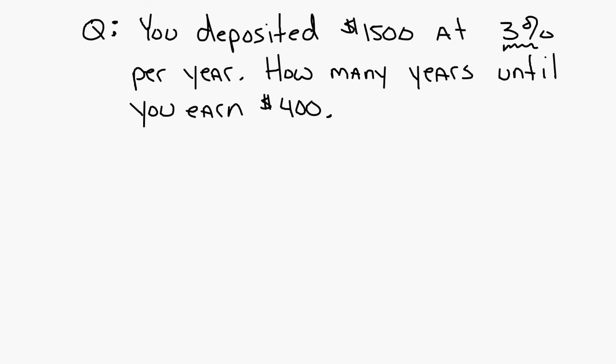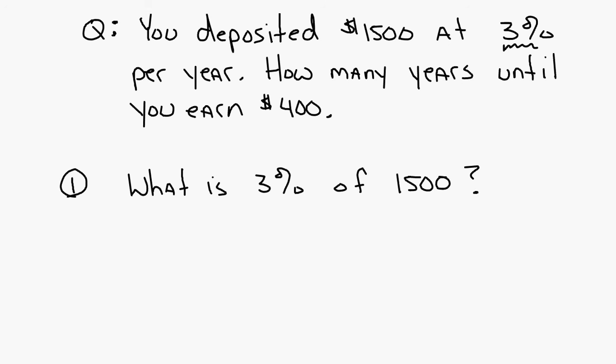Okay? So again, step number one is to find out what is 3% of $1,500. When you find that out, that's telling you how much interest they're giving you every year. What will you do with that number to find out how many years it's going to take to earn $400? Anybody?